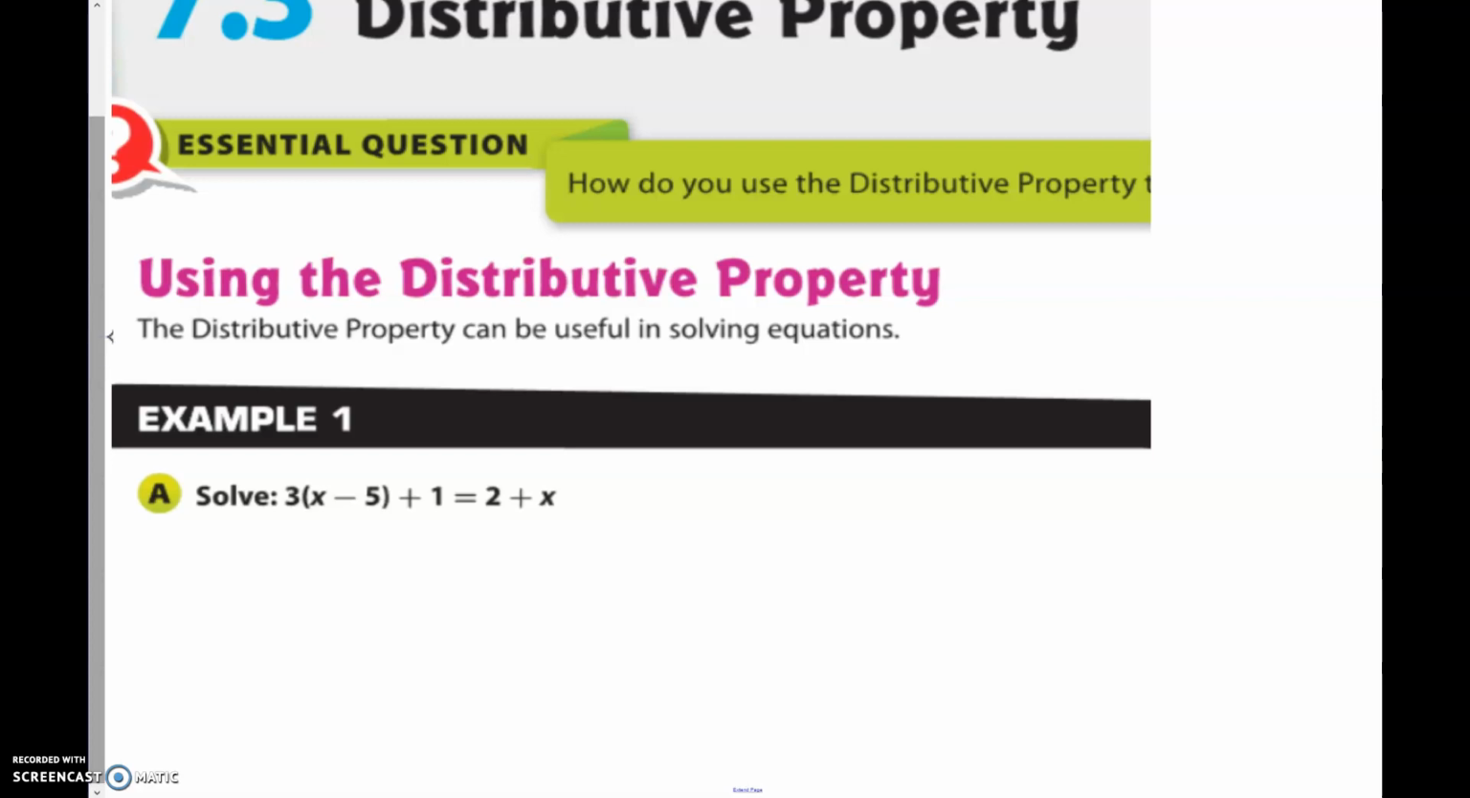So we need to first distribute on this left-hand side to get the parentheses out of here. We oftentimes draw these arrows in to help us remember what to do. So 3 times x is 3x. 3 times a negative 5 is a negative 15. And then we still have plus 1 and 2 plus x.